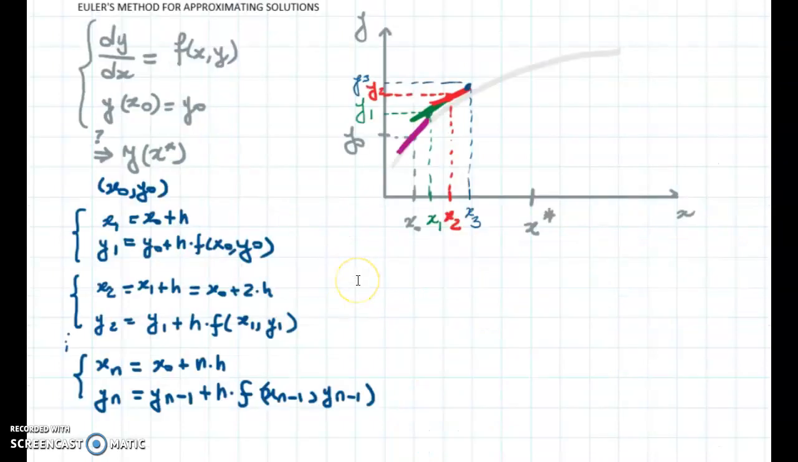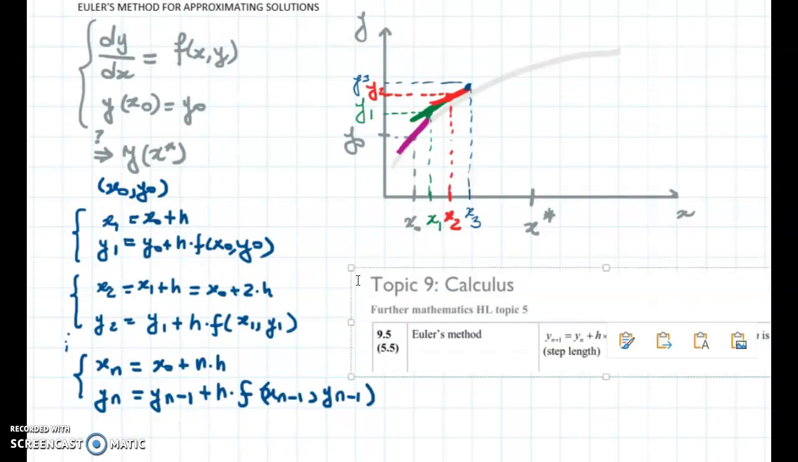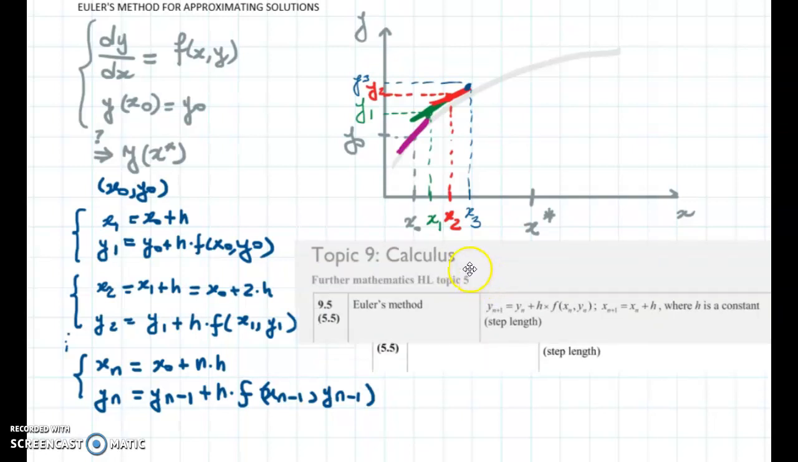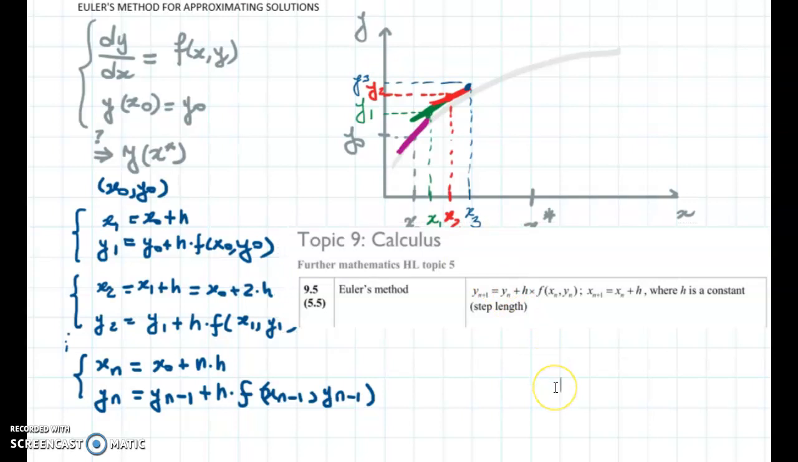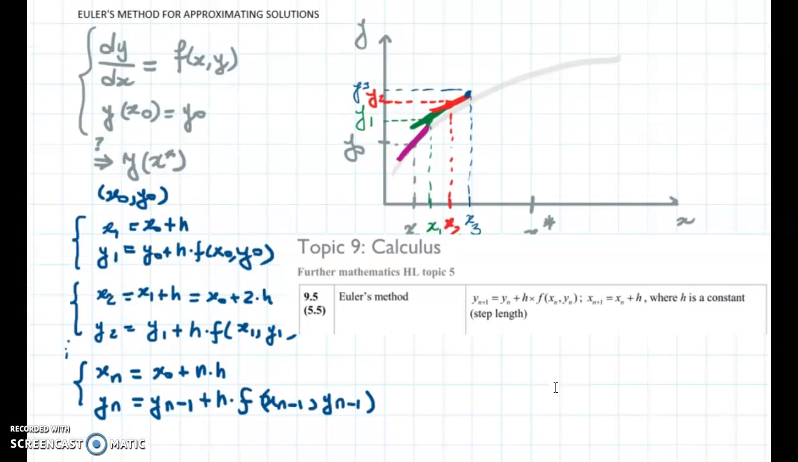The good news I have for you at this point is that actually I'm copy pasting this. This is in the formula booklet. So you need to understand how the method works, but you don't need to remember by heart how to obtain the steps. And we are going to see an example of how to apply this in the next video.